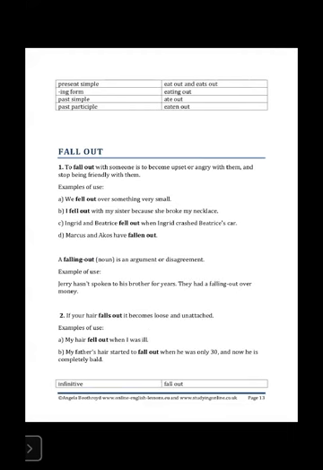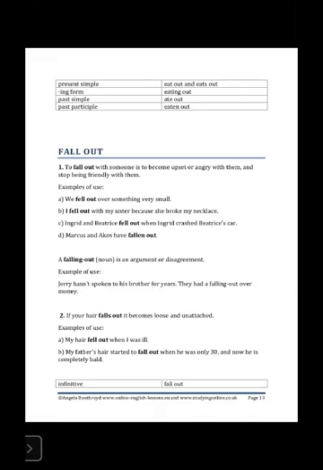Next one, fall out. This you have to understand. To fall out with someone is to become upset or angry with them, and to stop being friendly with them. So, we have fallen out on these terms.